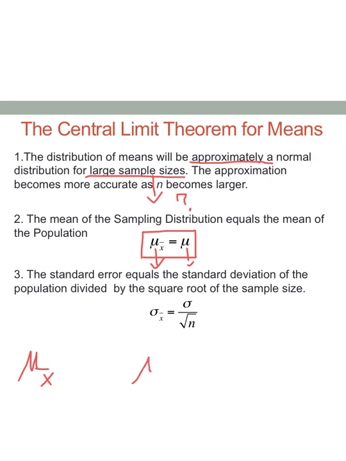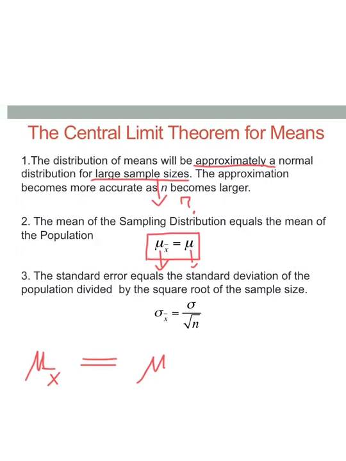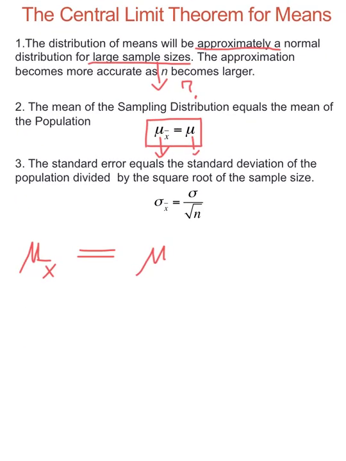And for this one, this is the mean for the population. They are always equal, no matter the sample size. Okay, and for the third sentence, the standard deviation. This notation represents the standard deviation of the sample mean, which equals the standard deviation of the population over the square root of the sample size.